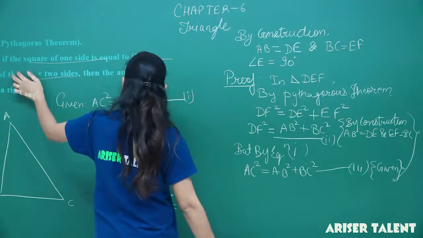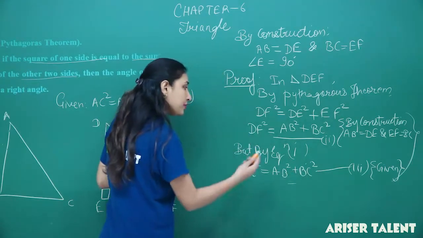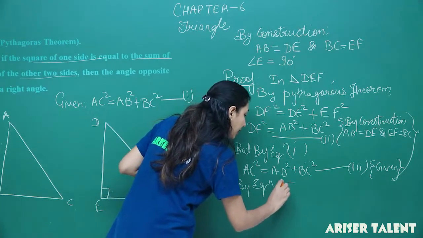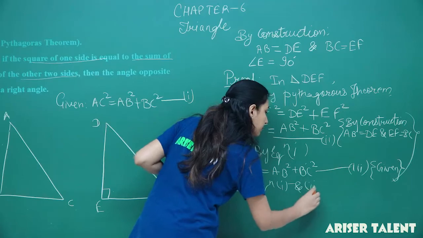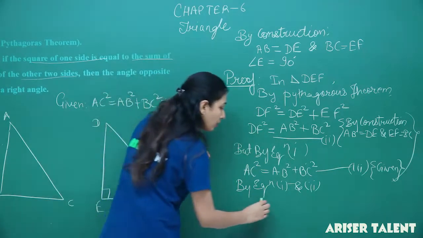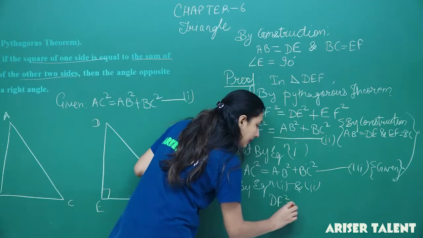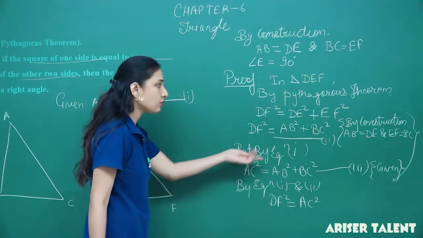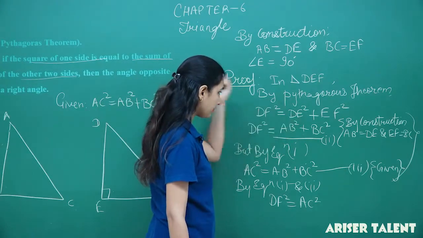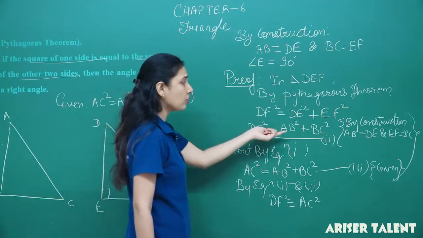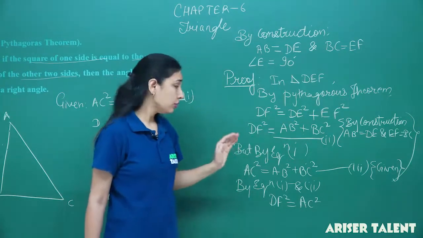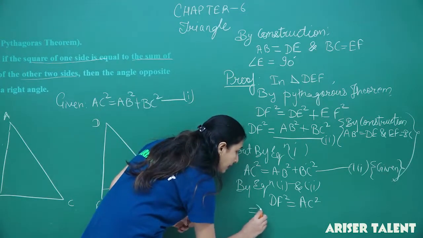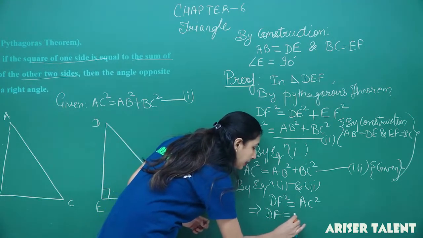Here we have been given this information. So by equation 1 and 2, DF square equals AC square, it's so obvious. AB square plus BC square equals AC square, and DF square also equals AB square plus BC square. So DF square will equal AC square. Now, what will be concluded? That DF equals AC.